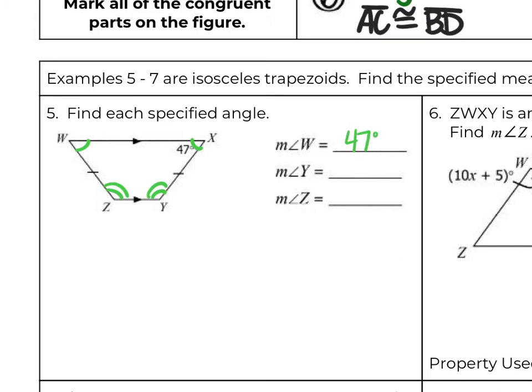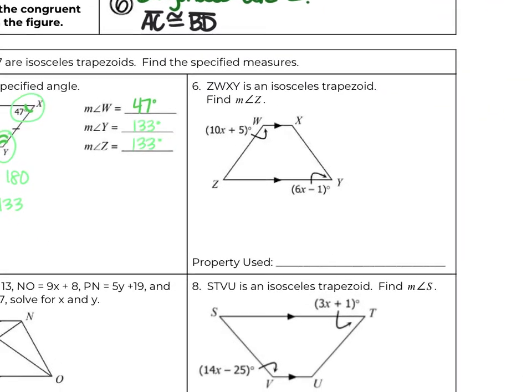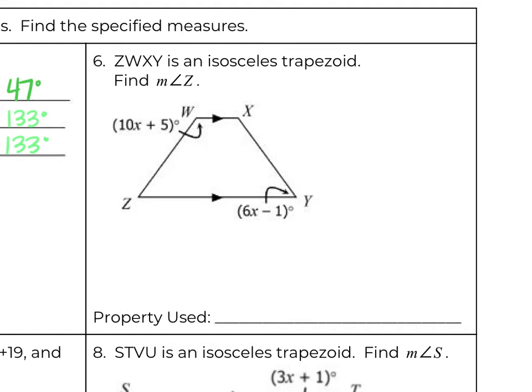All right, now the other two we don't have yet, Y and Z, but I know that X is supplementary to either of them, really. So I could say that 47 plus Y equals 180. And I will take 180 minus 47. Y equals 133 degrees. And then, since Z is congruent to Y, we can just copy that one down. Okay.